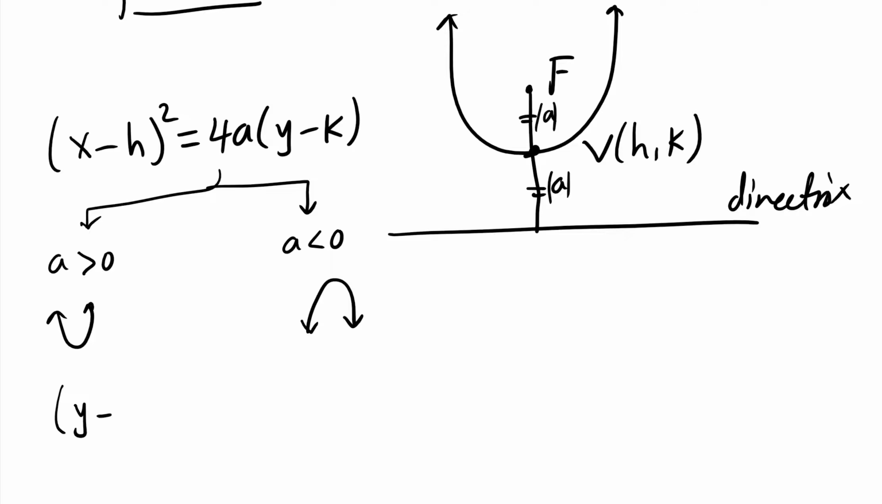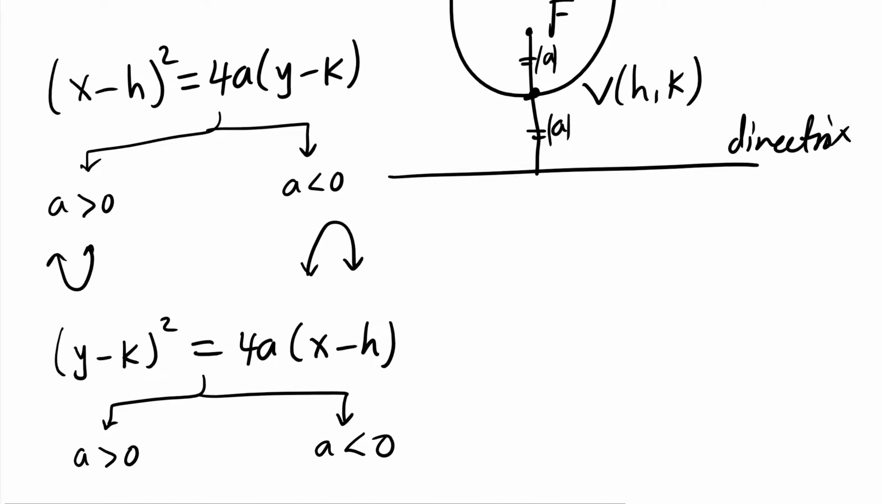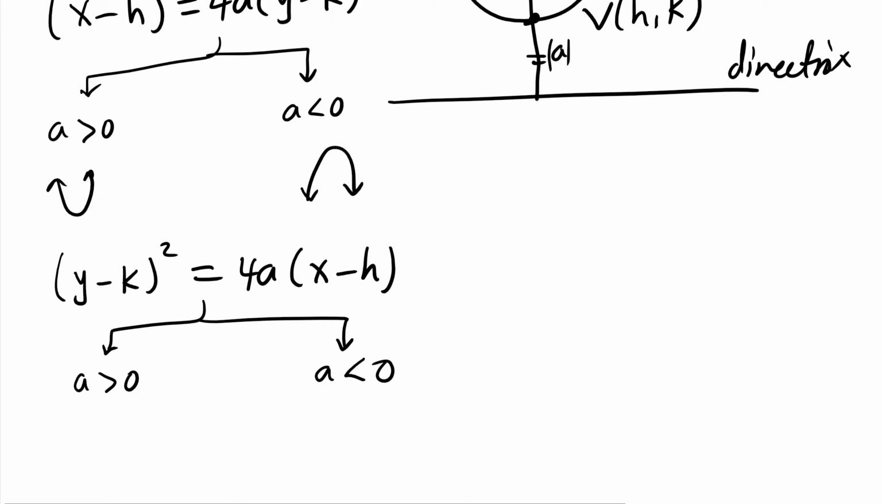The other one was y minus k squared is 4a times x minus h. Again, that depends on a, if a is positive or negative. A positive means it opens to the right side. A negative, to the left side.